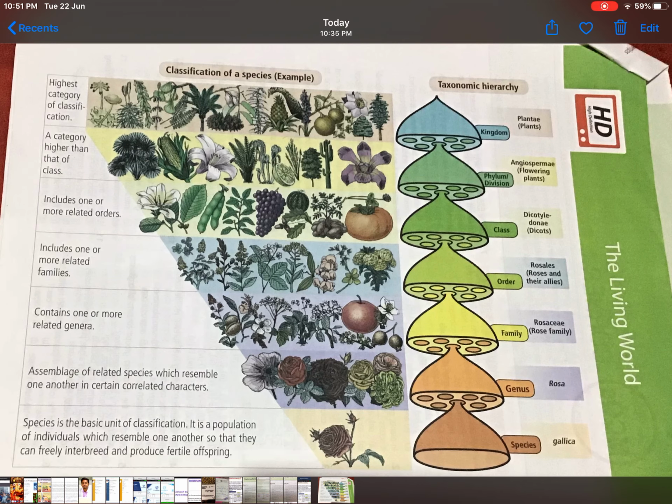In our next session we will discuss herbarium, the botanical gardens that are there in our country, the museums in our country, and in what way they are helping us, and of course the various zoological parks in our country, how they are helping us in this classification and in creating the taxonomical hierarchy.